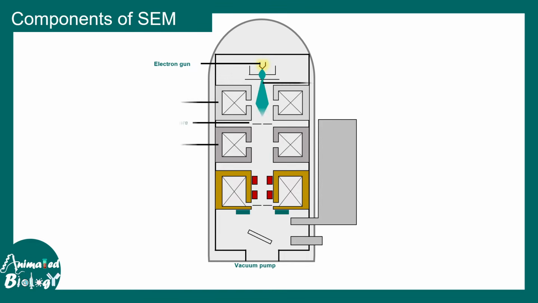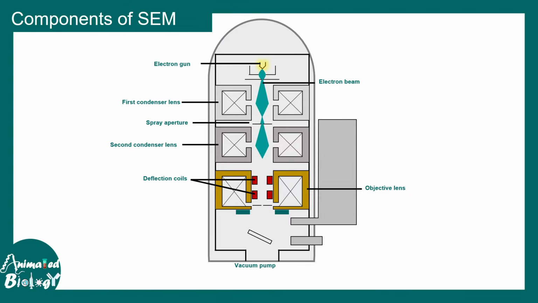It would generate the electron beam that would go through the several lens array. There are a couple of condenser lenses here: the first condenser lens, the spray aperture, and eventually the second condenser lens. Eventually they would pass through a deflection coil. This deflection coil helps in the raster, meaning scanning the surface topology of a specimen.